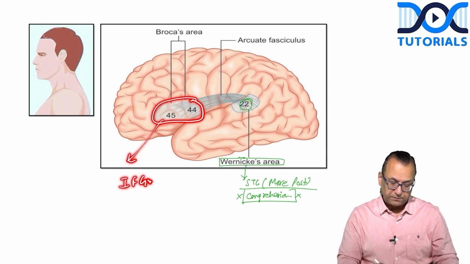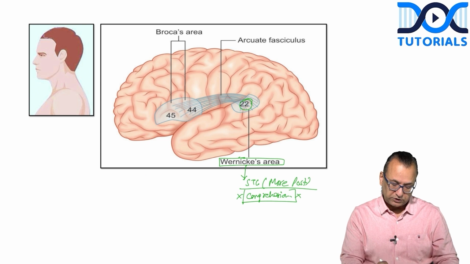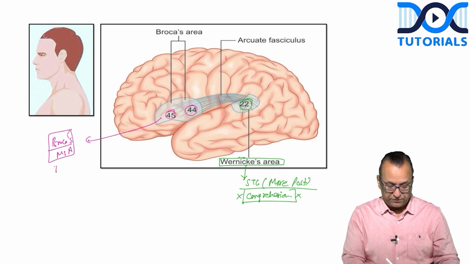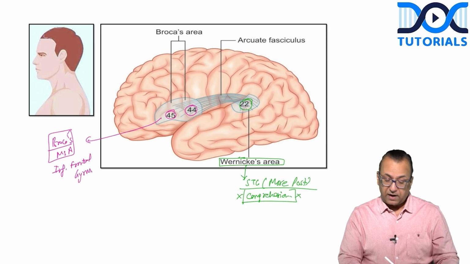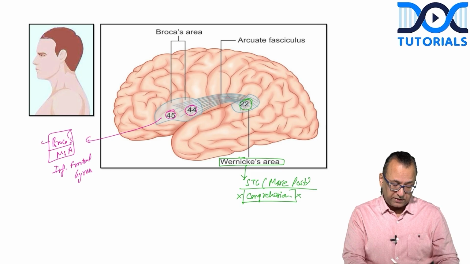So, it is understood that this is Broca's motor speech area. This is going to be Broca's motor speech area, and it is area number 44 45. It is inferior frontal gyrus. All of these are questions they keep asking very frequently. And Broca's area is basically for planning the speech muscle movement.